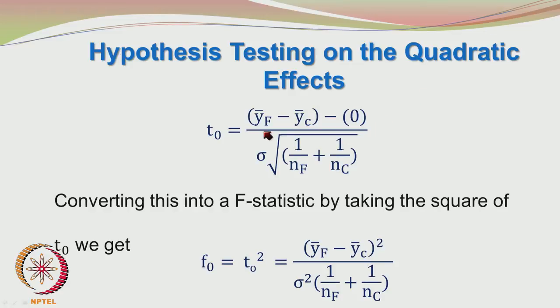And this may be written as y bar f minus y bar c whole thing divided by sigma into root of 1 by nf plus 1 by nc, where nf is the number of factorial points and nc is the number of center points. And we can convert this t test into an f test, or convert the t statistic into an f statistic by squaring this term, and we get f naught is equal to t naught squared, which is y bar f minus y bar c whole squared divided by sigma squared into 1 by nf plus 1 by nc. So, whatever we have studied in the first phase of this course, hypothesis testing and important probability distributions, we are making use of now.